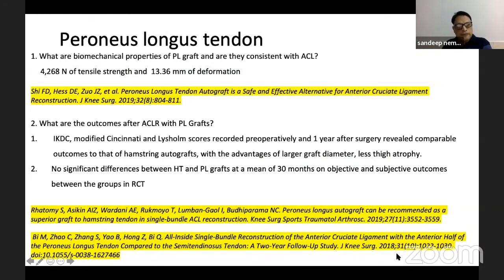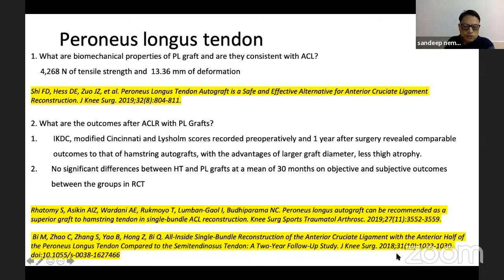So the first and foremost is biomechanical properties of peroneus longus graft. Are they consistent with ACL? So we talk about the tensile strength. It has a 4,268 newtons of tensile strength, and it has a 13.36 mm of deformation. Then what are the outcomes after ACL reconstruction with peroneus longus grafts?